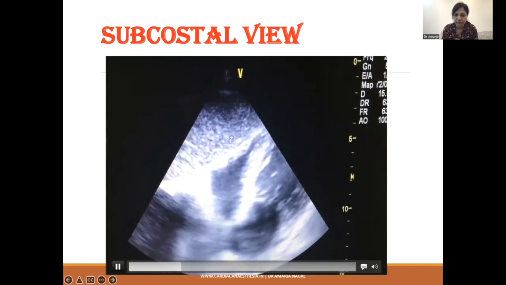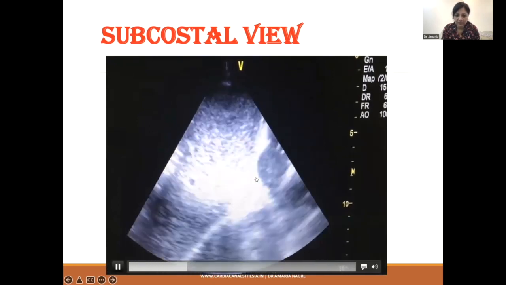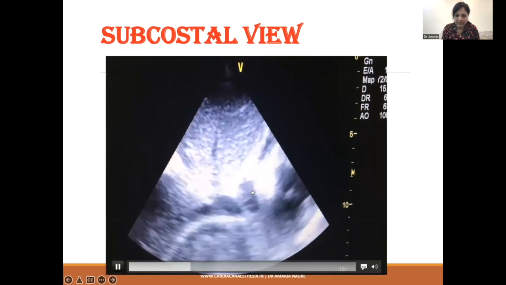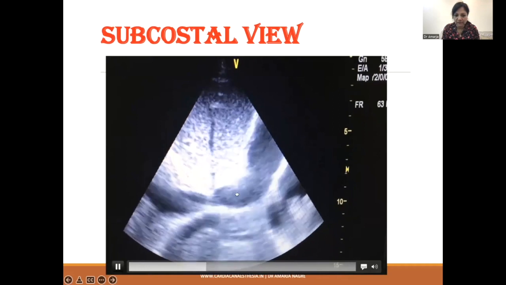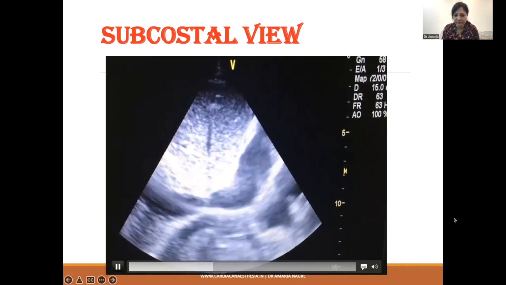So subcostal view, this is the liver, and you can see this is the RA here, and beautiful IVC is seen here in long axis. The whole length of IVC can be assessed here.